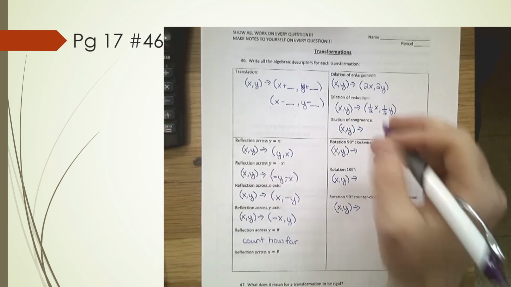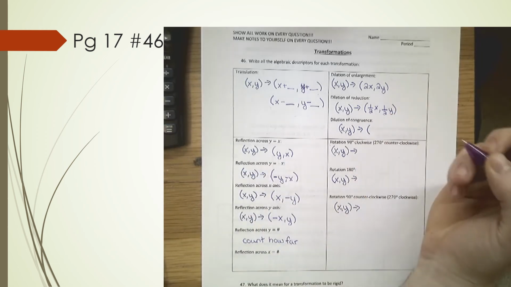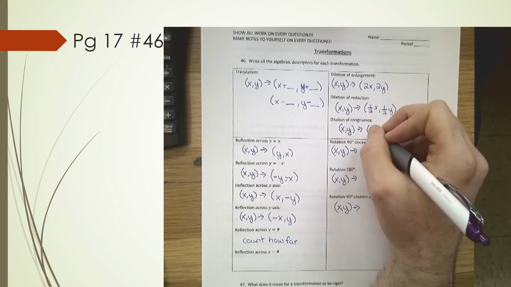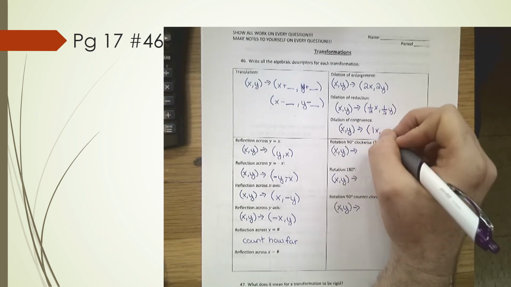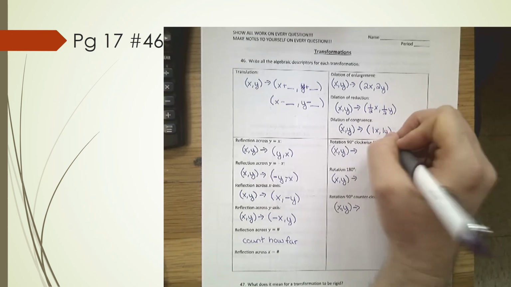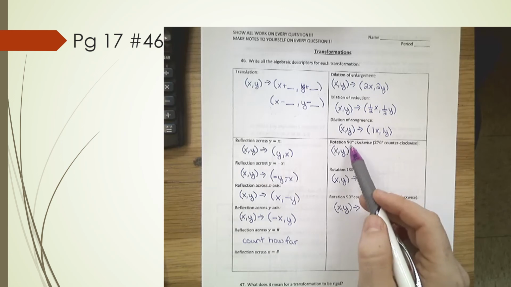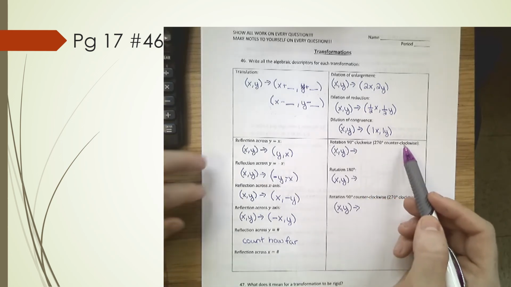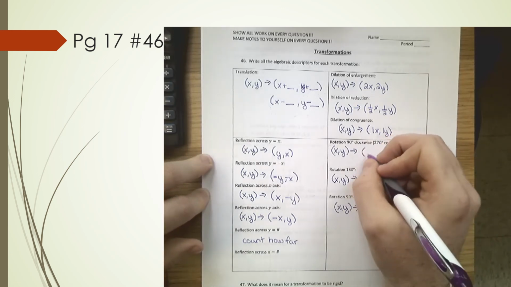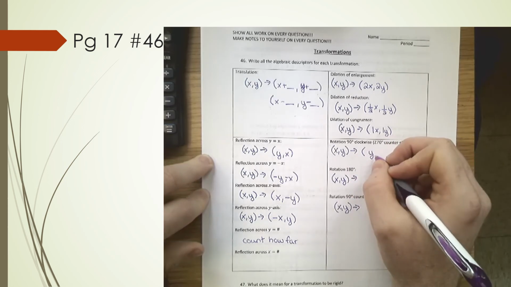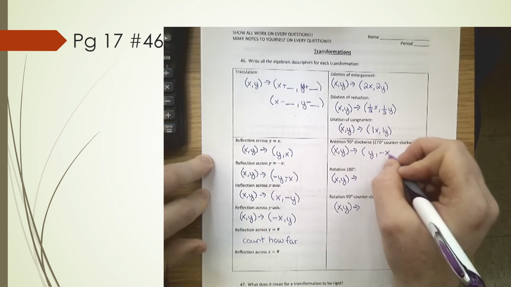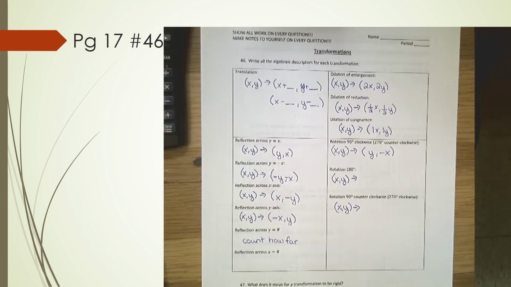Now, dilation of congruence. So congruence means the same. So if you multiplied any number by 1, it would still be the same. So dilation of congruence is just multiplying them by 1. Then the last thing in this chart is the rotations. If I wanted to go 90 degrees clockwise or 270 degrees counterclockwise, I would flip them, and whatever used to be the x value would change signs.